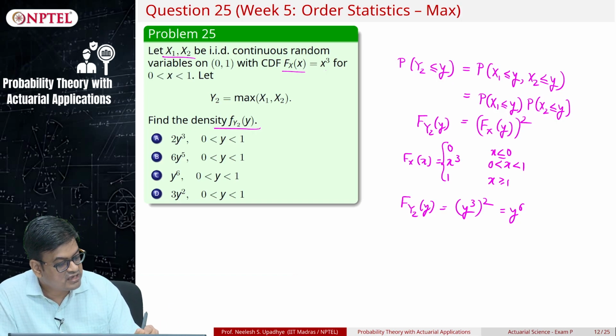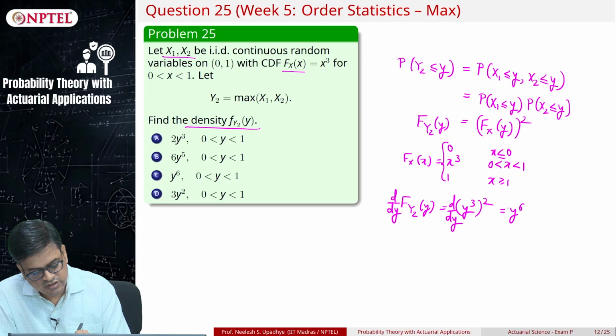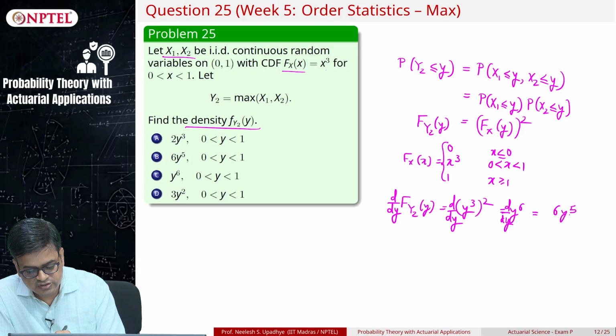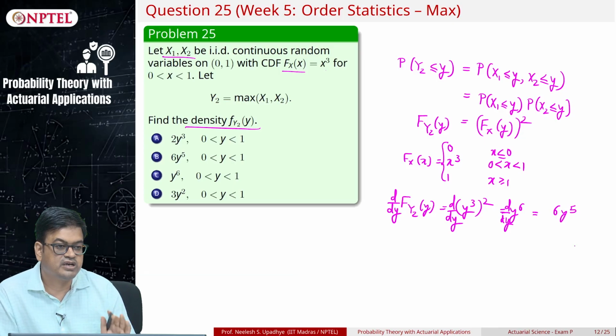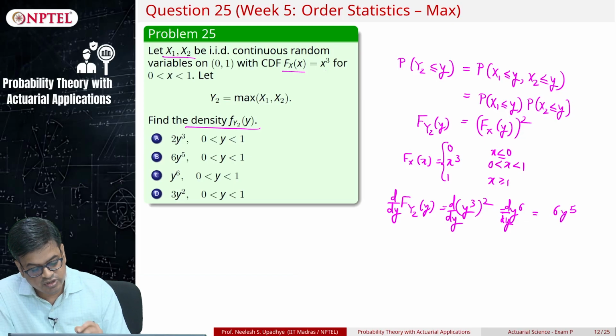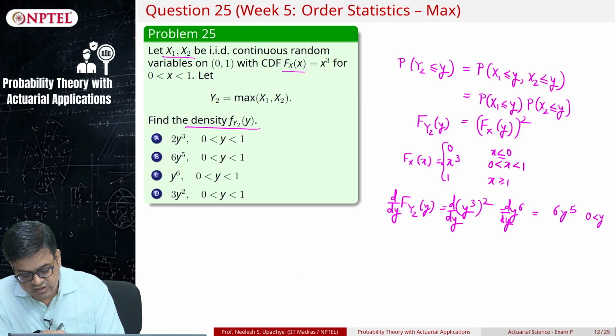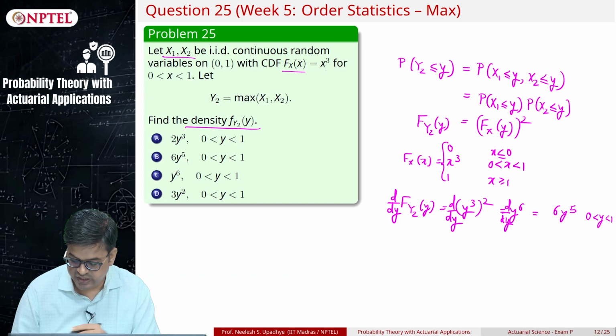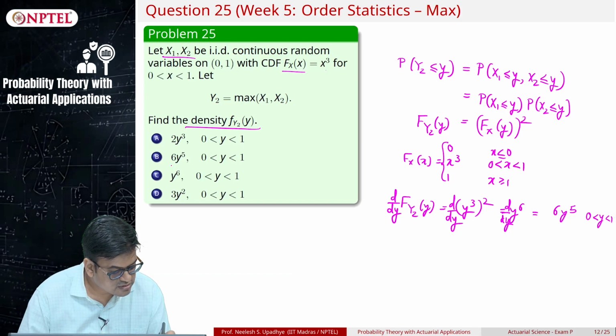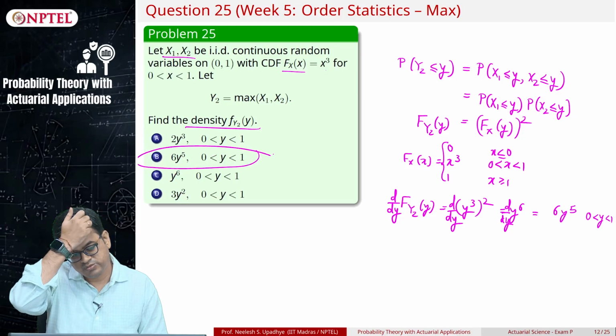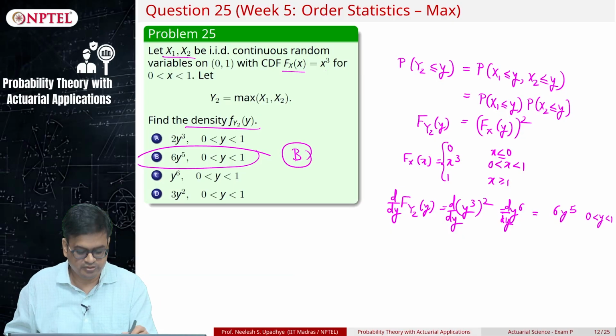Have I done? No, I have been asked to find the density. So what will I do? I will differentiate this, d/dy of y raised to 6, which is 6y raised to 5, correct. 6y raised to 5 will be my answer. What will be the range? It will be 0 less than y less than 1. Very good. If there is any answer corresponding to this, yes, B is the answer. So we have solved this problem also with correct answer B.